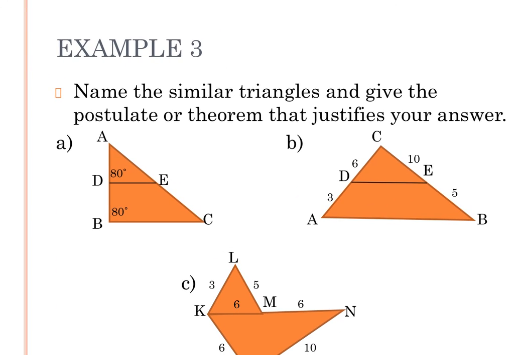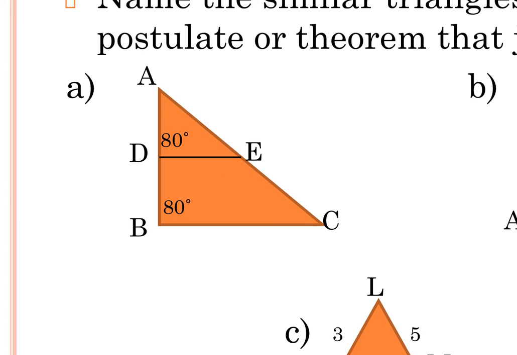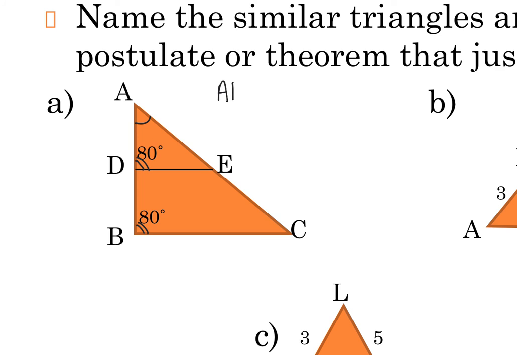All right, name the similar triangles and give the postulate or theorem that justifies your answer. Are these two triangles similar, and how do you know? Christina. I think because they share angle A. They share angle A. There we go. So angle A is congruent to itself, and this one's congruent to this one. So what theorem are we applying here? Xavier? Angle, angle, similarity theorem.